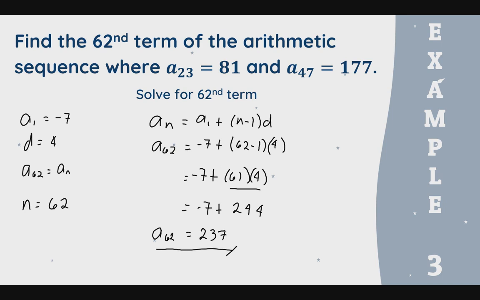So the final answer is 237, or the 62nd term of a sequence where a sub 23 is 81 and a sub 47 is 177. A sub 62 is equal to 237.